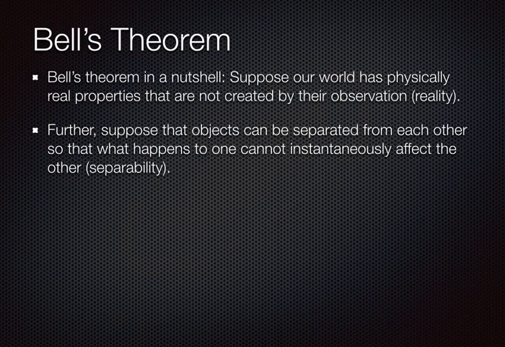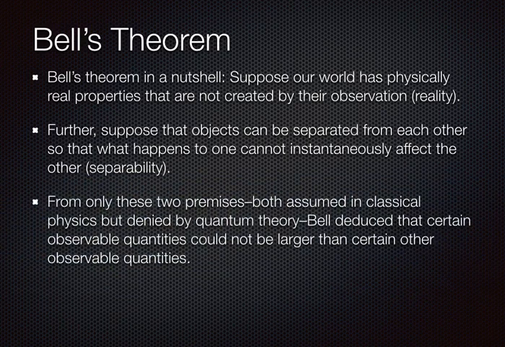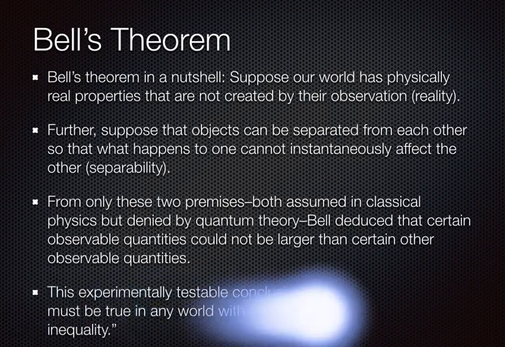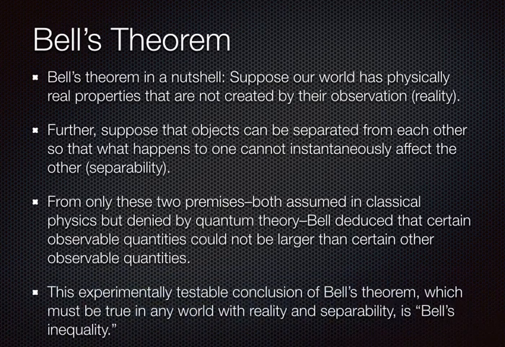I did the tennis balls. You take one tennis ball in San Francisco, one in China. We know if you knock the tennis ball down in San Francisco, there's no way it could have any bearing on the one in China. So we have separability. Quantum mechanics denies that, says no, nothing's separate. They're actually connected. From only these two premises, both assumed in classical physics but denied in quantum theory, Bell deduced that certain observable quantities could not be larger than certain other observable quantities. This experimentally testable conclusion of Bell's theorem, which must be true in any world with reality and separability, is Bell's inequality.